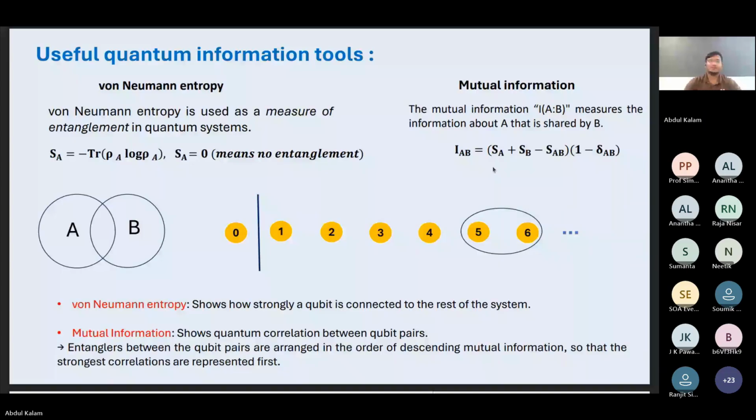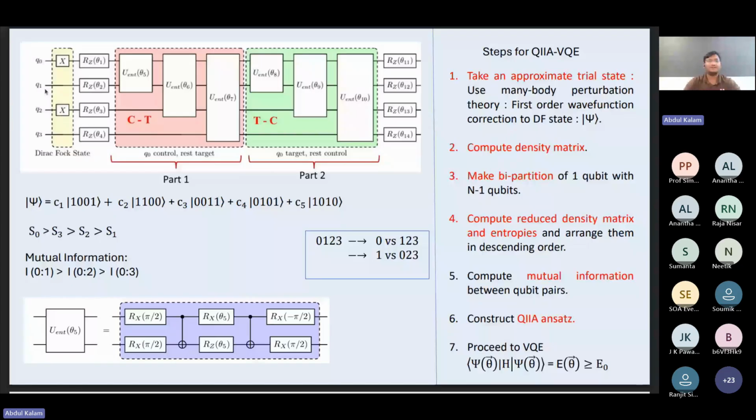Let's see it in terms of the circuit. It is the initial state, Dirac-Fock state or Hartree-Fock state, whatever you say. It starts with the rotation angle, and these are the two qubit gates. You can see here I have written CT and TC. It means control target. Let us say that qubit 0 has the highest von Neumann entropy. So qubit 0 will always have the control in the first position. And in the second bipartition, we will use TC. It means qubit 0 will have the target, and all the other qubits will have the control. So this is the block for qubit 0, block 1. Similarly, different blocks can be constructed.